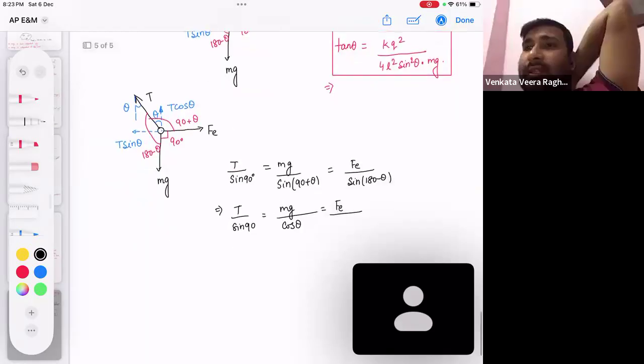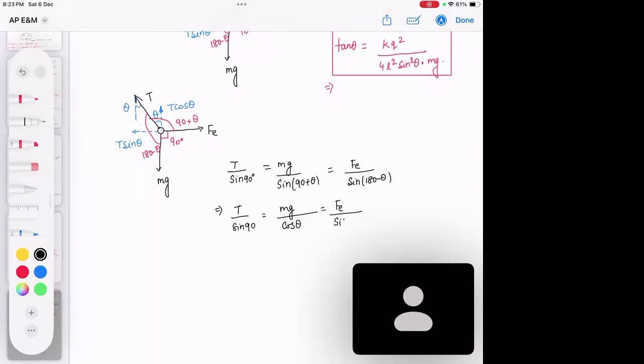And the electrostatic force is sine of (180 minus theta). That is the sine of (180 minus theta), okay, sine theta. Sorry, sir. Sine theta.